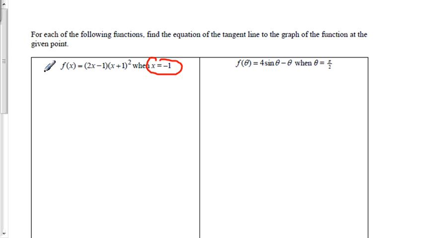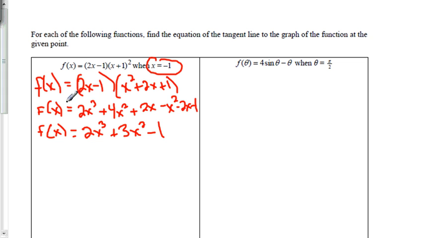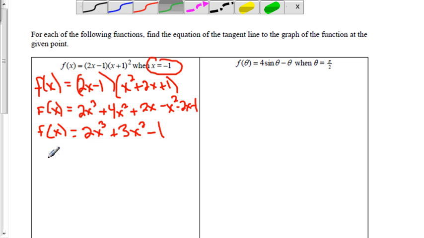So let's do these. The first one, I took x plus 1 and squared it, so that's a binomial being squared: x squared plus 2x plus 1. Now we use the distributive property, distribute the 2x to each of these three terms, take the negative 1 and distribute it, and then combine like terms. So now from here, I can take the derivative.